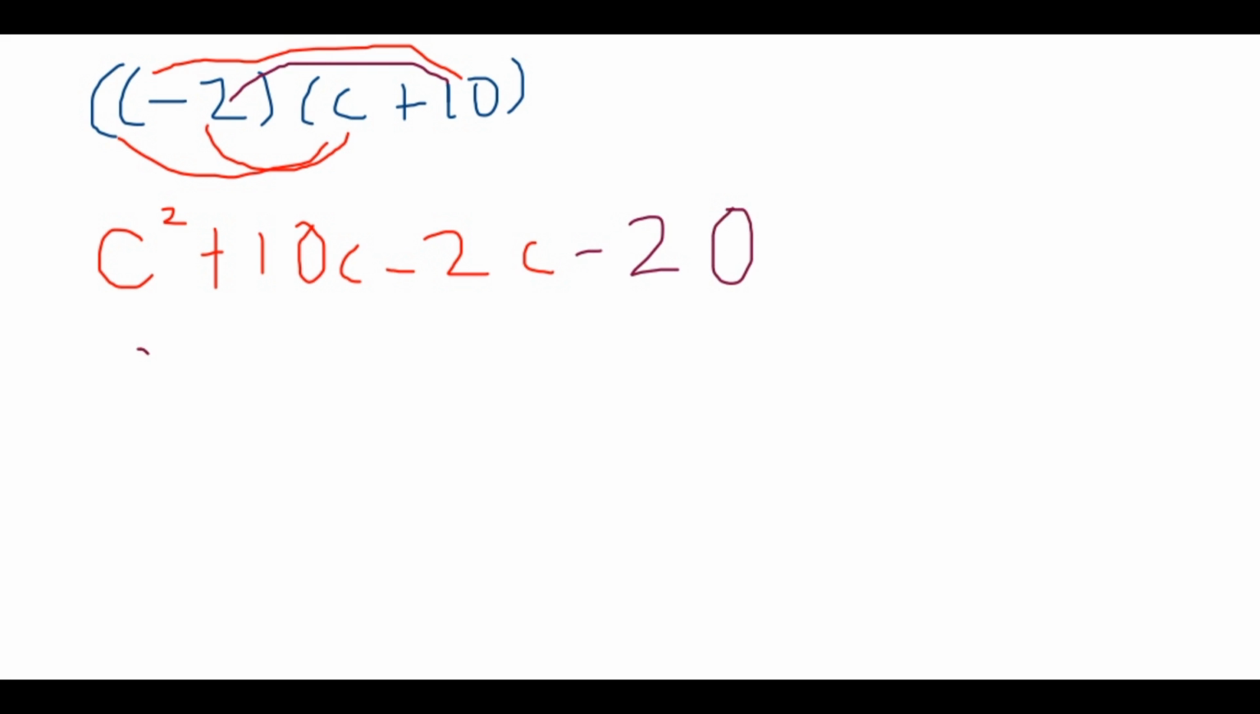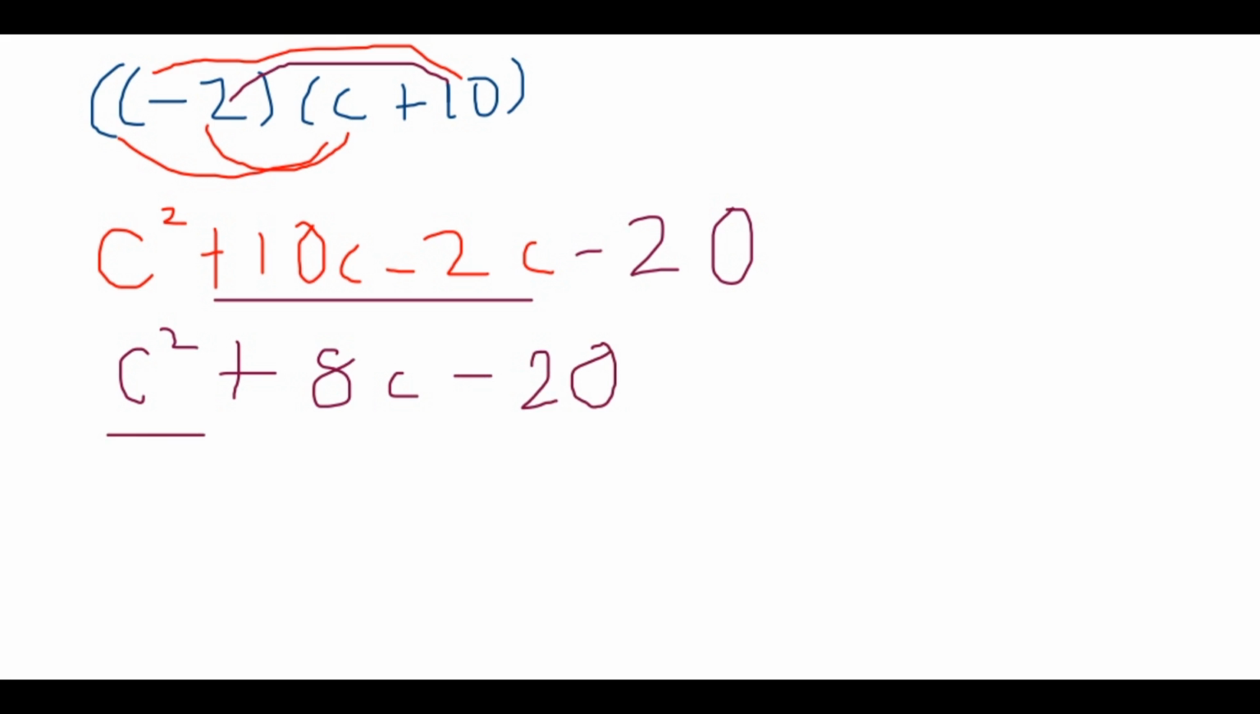So we'll have C squared plus, if we combine like terms here, we'll have 8C minus 20. And this is our expansion of what we have here.